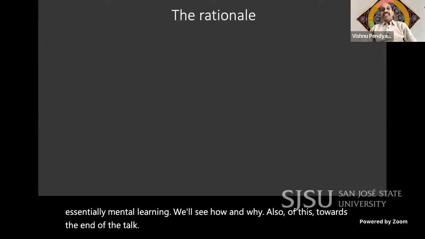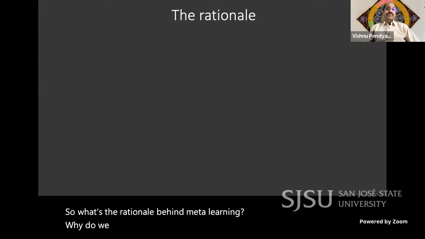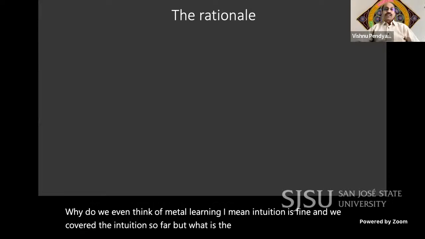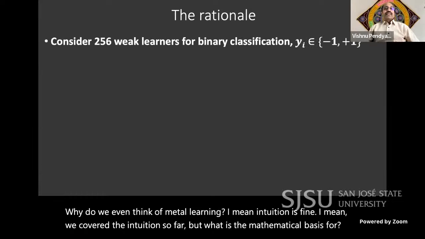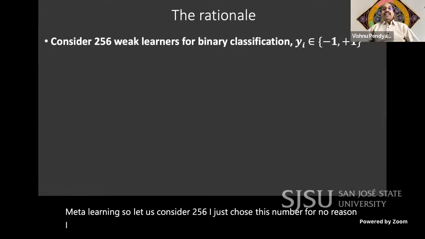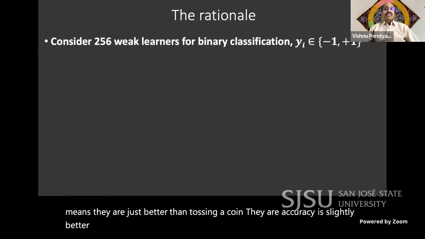So what's the rationale behind meta learning? Why do we even think of meta learning? I mean, we covered the intuition so far, but what is the mathematical basis for meta learning? So let us consider 256 weak learners. I just chose this number randomly, for no reason. Weak learners means they are just better than tossing a coin. Their accuracy is slightly better than 0.5. So they are weak learners.